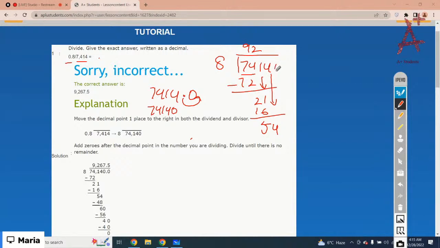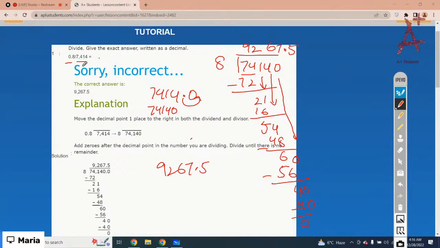That's how you have a 0 with a number. Now we are dividing like whole numbers. 8 times 9 is 72, 74 subtract 72 is 2, then 8 times 2 is 16, 21 subtract 16 is 5, 8 times 6 is 48, 54 subtract 48 is 6. Now bring the next digit down, it will be 0. So 8 times 7 is 56. Now we don't have any other digit to bring down, so add a decimal point over here and a 0 over here. So 8 times 5 is 40, and 40 take away 40 is 0. So that means it would be 9267.5.